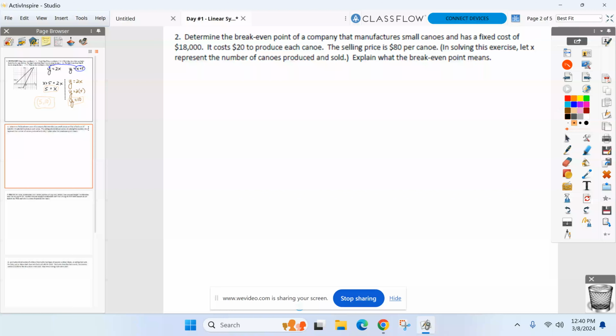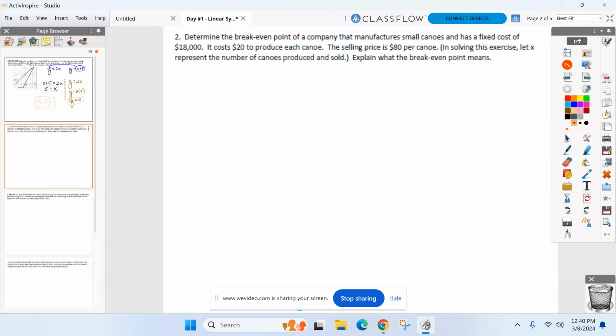So here's the deal. I can do these small canoes. There's a fixed price at $18,000. So let me go over vocabulary first. Fixed cost. That's no matter how many canoes I sell. I'm going to have to fork over $18,000. On top of that, it costs me $20 to do a canoe. So I've got to pay the $18,000 up front, no matter how many I make or sell, plus $20 for every canoe. I'm going to sell them for $80 apiece.